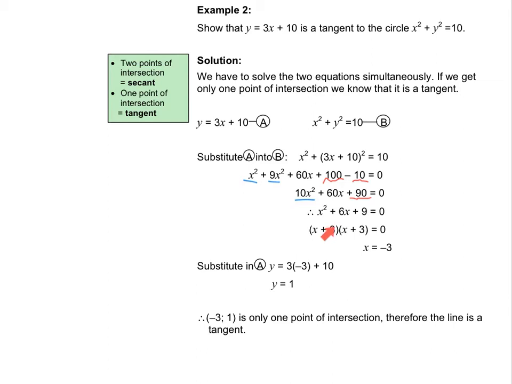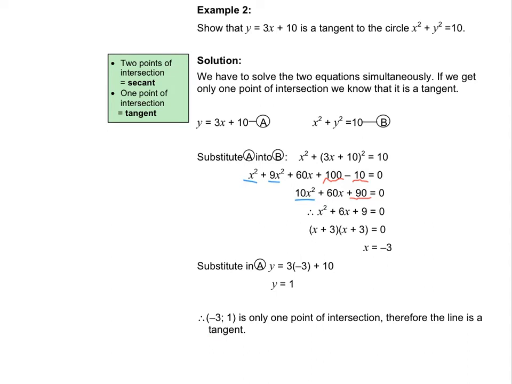Now in order to solve x, I have to take each bracket and set it equal to 0 separately. If I take my first bracket, x plus 3 equal to 0, the plus 3 will go to the right hand side and becomes minus 3. But since the brackets are exactly the same, they give exactly the same solution, and there's only one solution for x, x being equal to minus 3. Then I also want a corresponding y value, so I will take my x value and substitute it into my original equation to determine y. So if I take equation A, y equal to 3x plus 10, I substitute the x with minus 3. 3 times minus 3 is minus 9, plus 10 gives me y equal to 1. In other words, there's only one point of intersection where x is minus 3, y is 1. And therefore, the line is indeed a tangent.